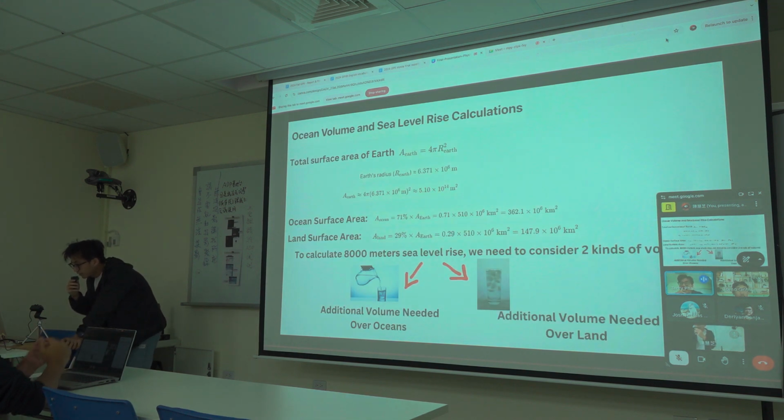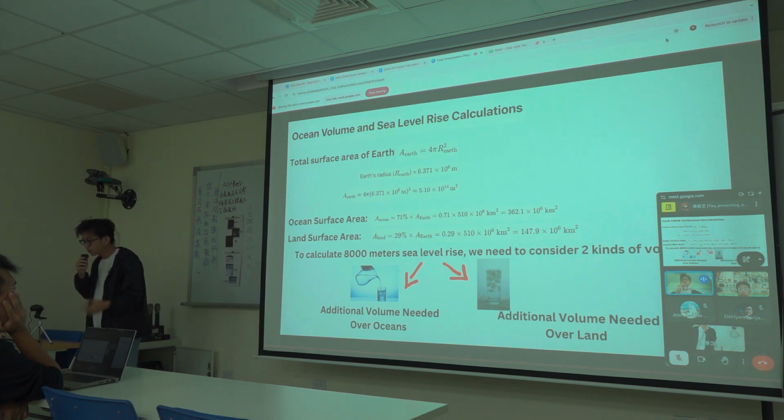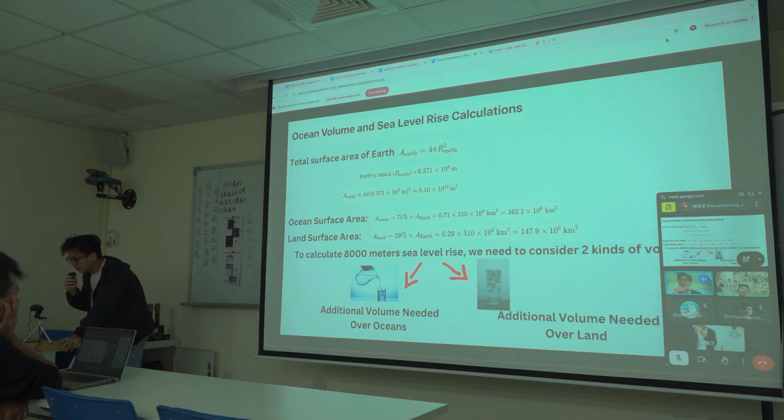The surface area is equal to 4 pi r squared, so we can calculate the surface of Earth as 4 pi times 10 to the power 14. The ocean accounts for 71% and the land accounts for 29%, so we can calculate the surface of these two. When we need to fill the water, we have two cases: the case in the left picture and the case in the right picture. Within the same height, the water we need to fill in the right picture will be less than in the first picture.